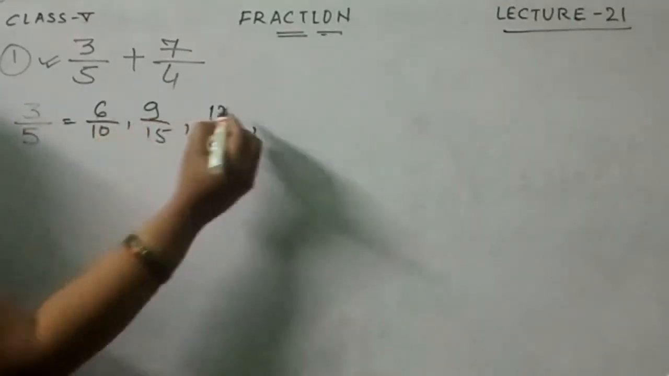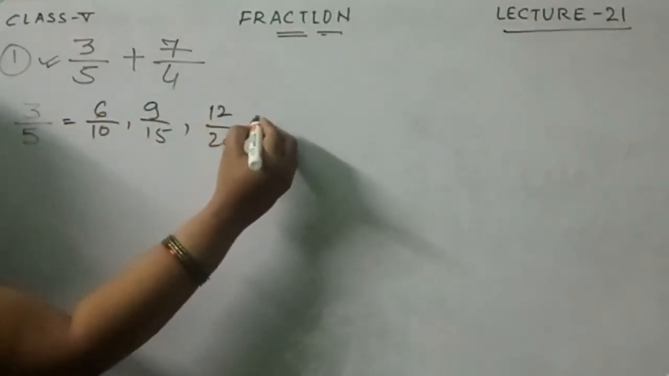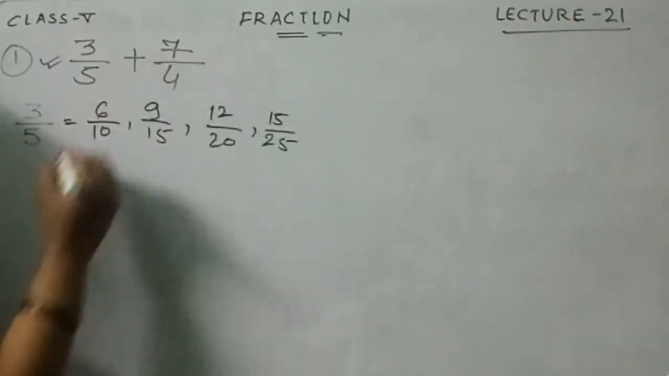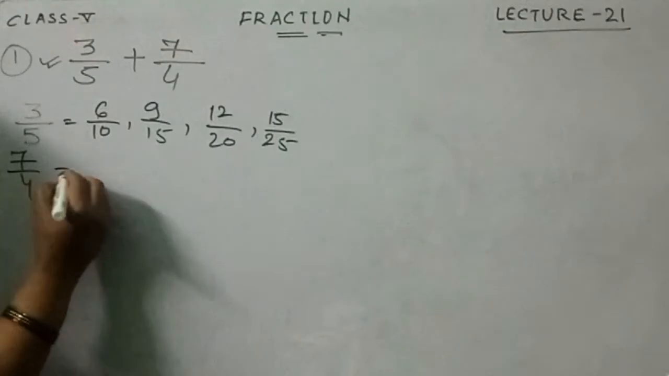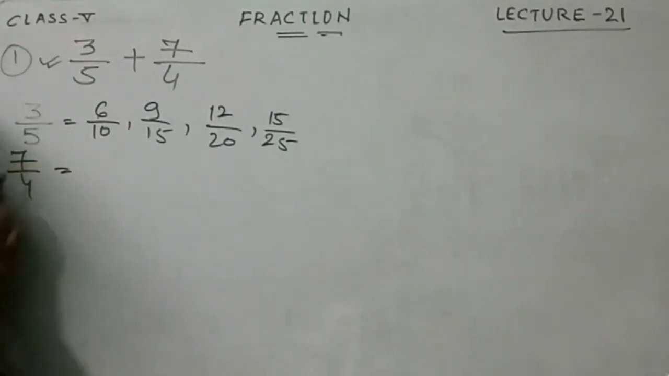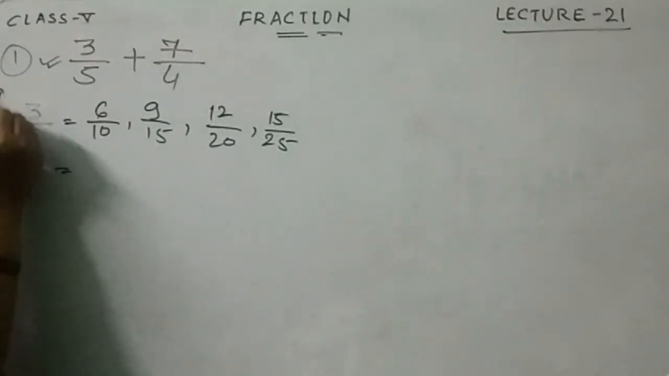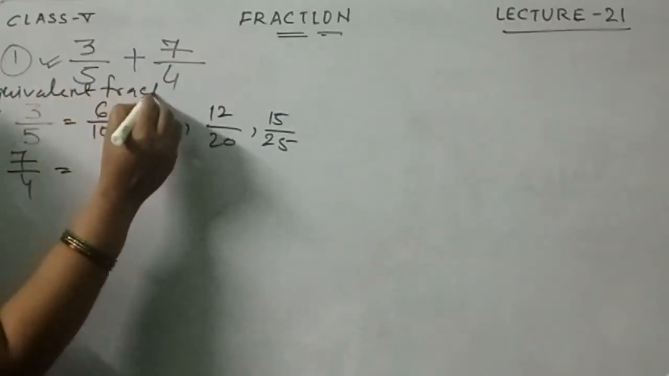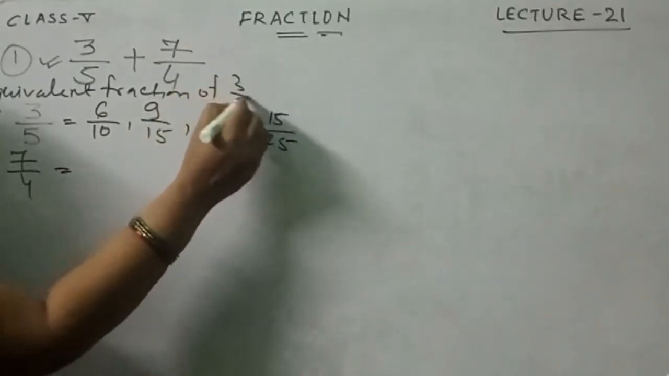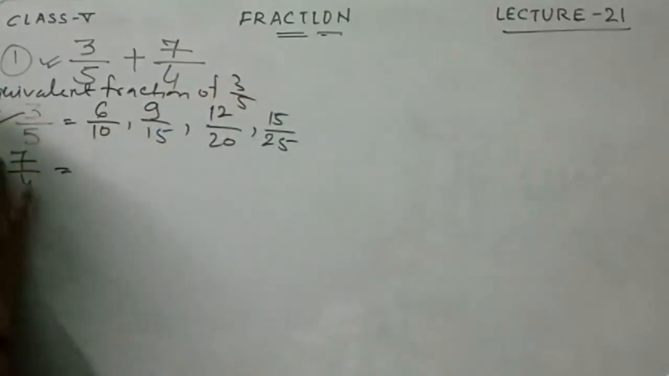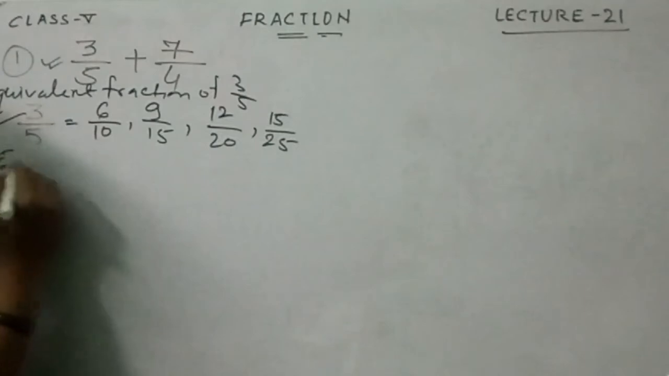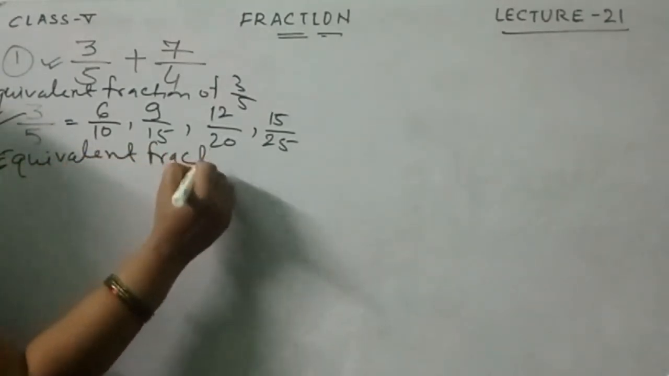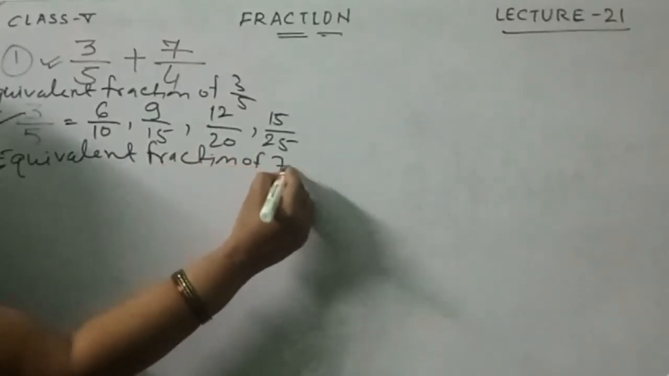Okay, and see here, after that 3 5s are 15 and 5 5s are 25. Next fraction is 7 by 4. Then again you have to find the equivalent fraction. We got the equivalent fractions of 3 by 5. Okay, now we are finding the equivalent fraction of 7 by 4.